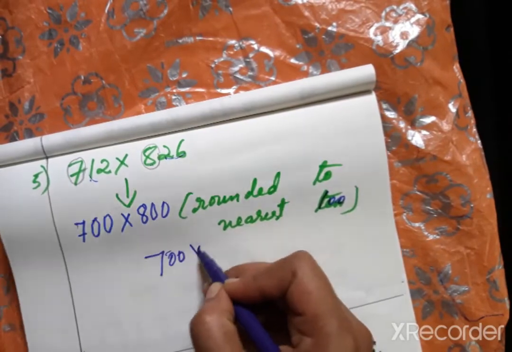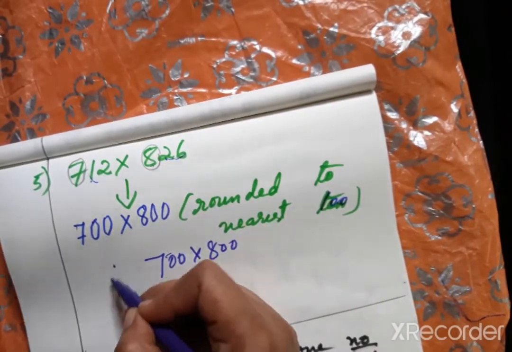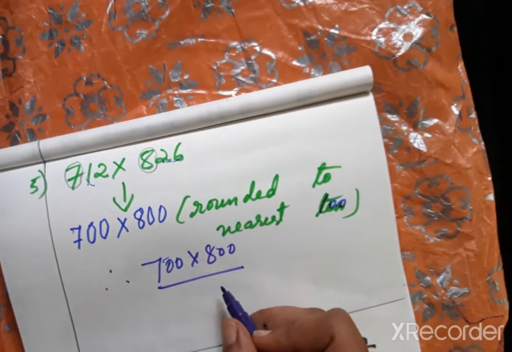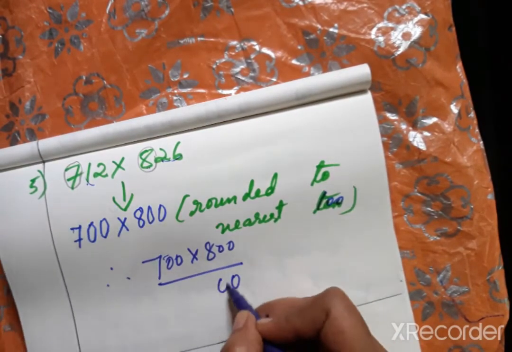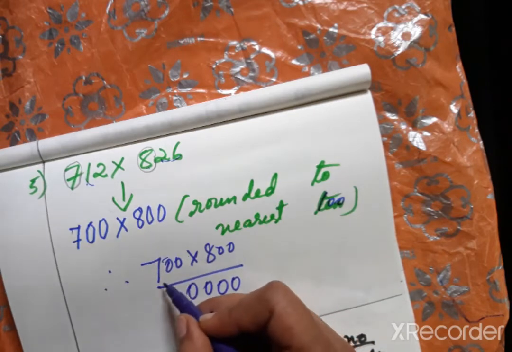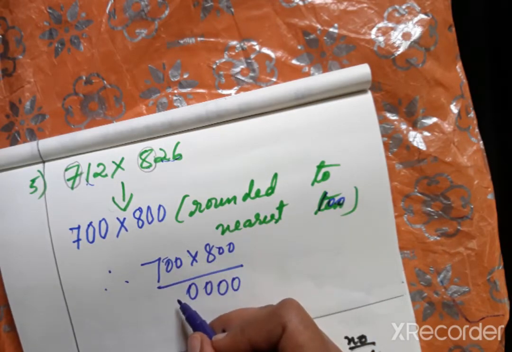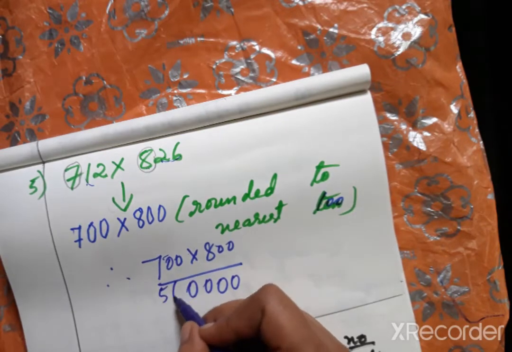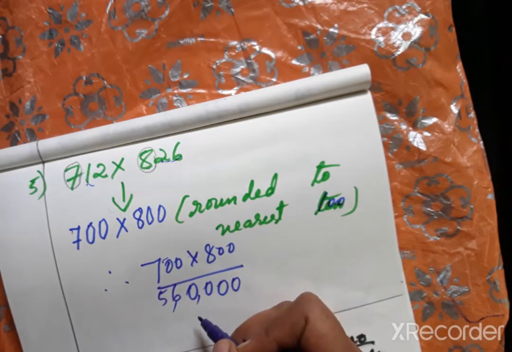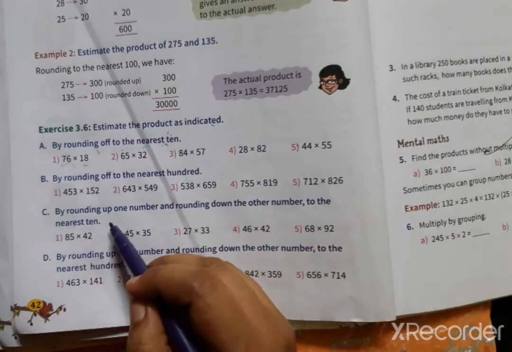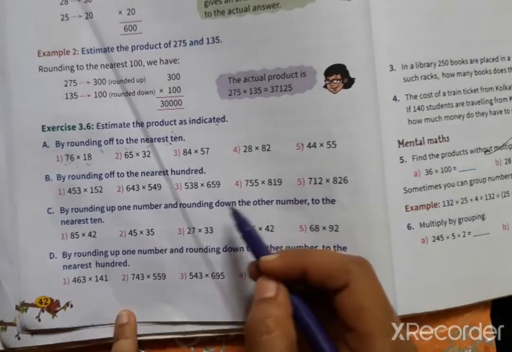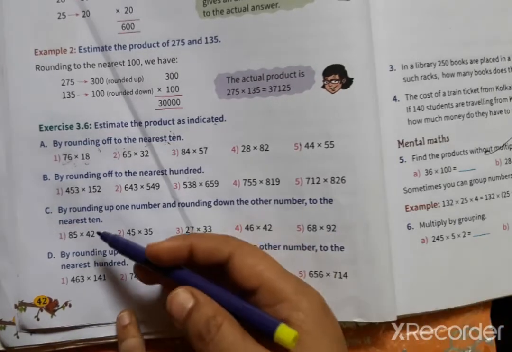700 into 800, therefore multiply 700 into 800. How many zeros? 1, 2, 3, 4 zeros. So 1, 2, 3, 4 zeros. 7 8s are 56. Answer is 5,60,000.